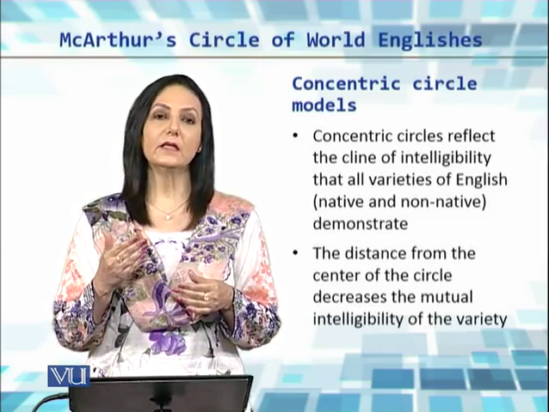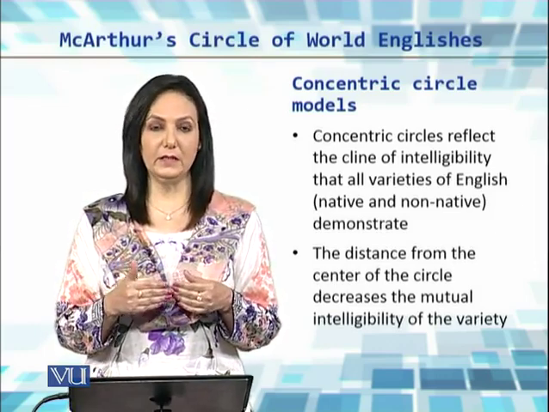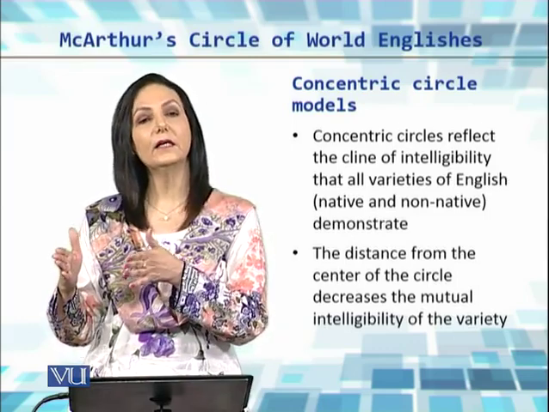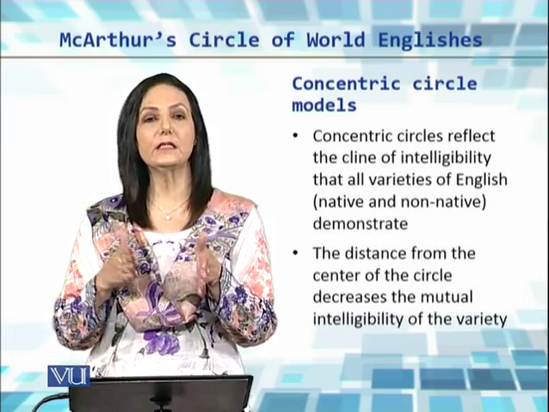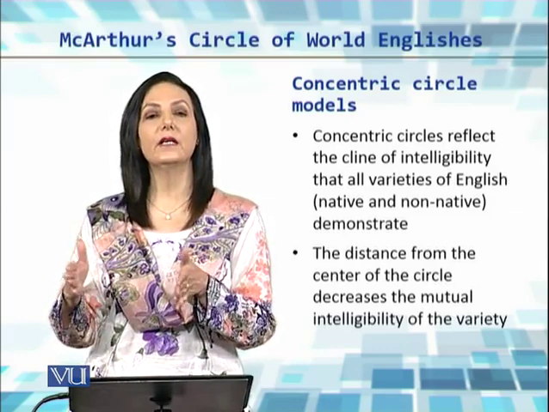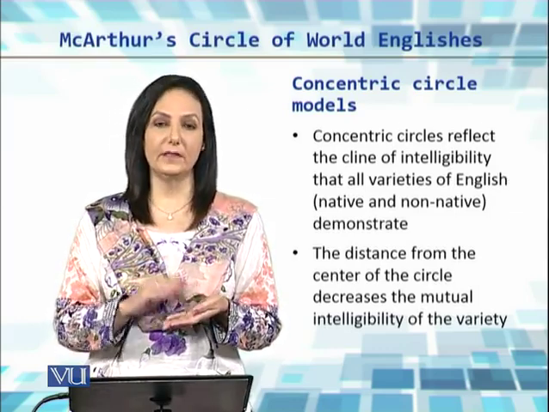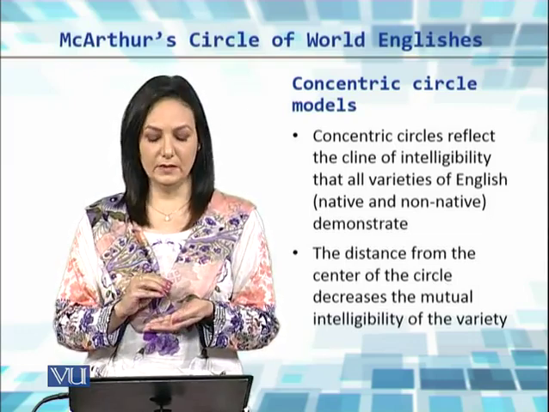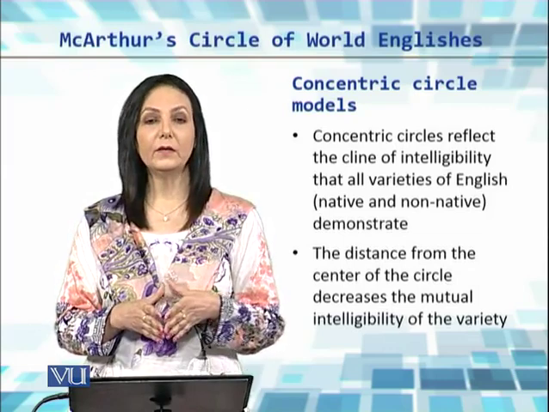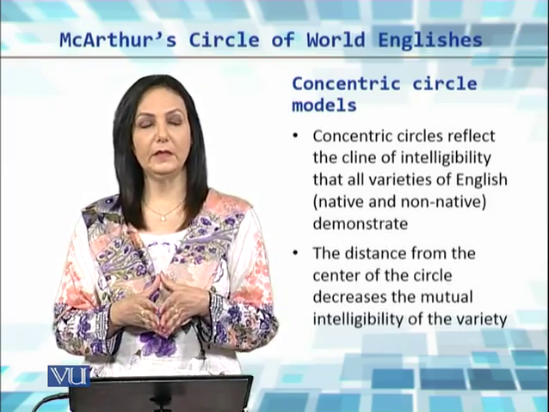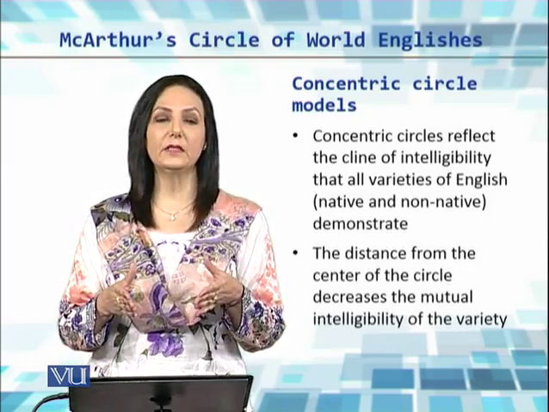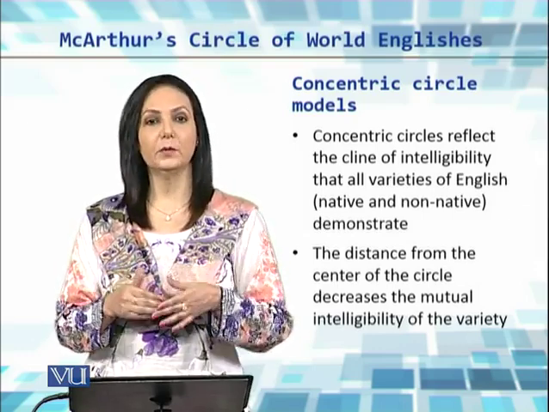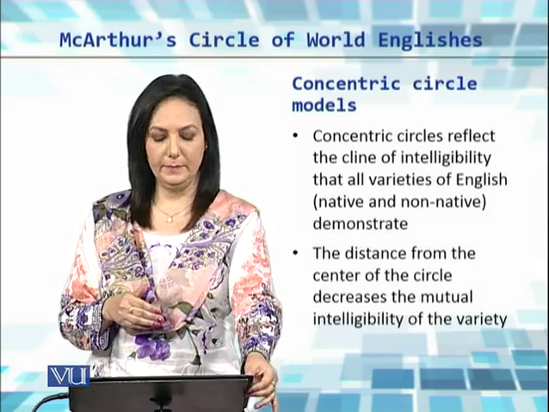So in these circle models, we see that the further a variety moves from the center, the more different it gets from the standard English or whatever variety is in the center. And consequently, the mutual intelligibility of different varieties as they move apart from each other also decreases.